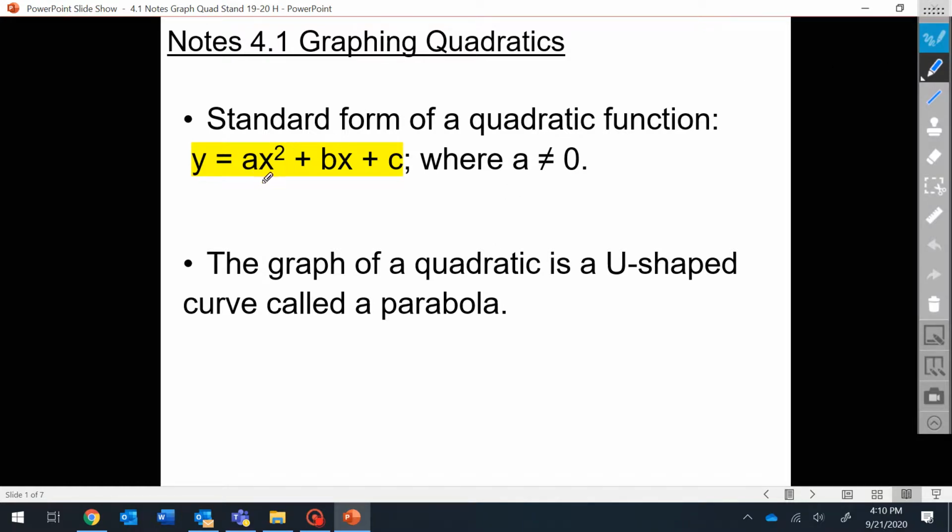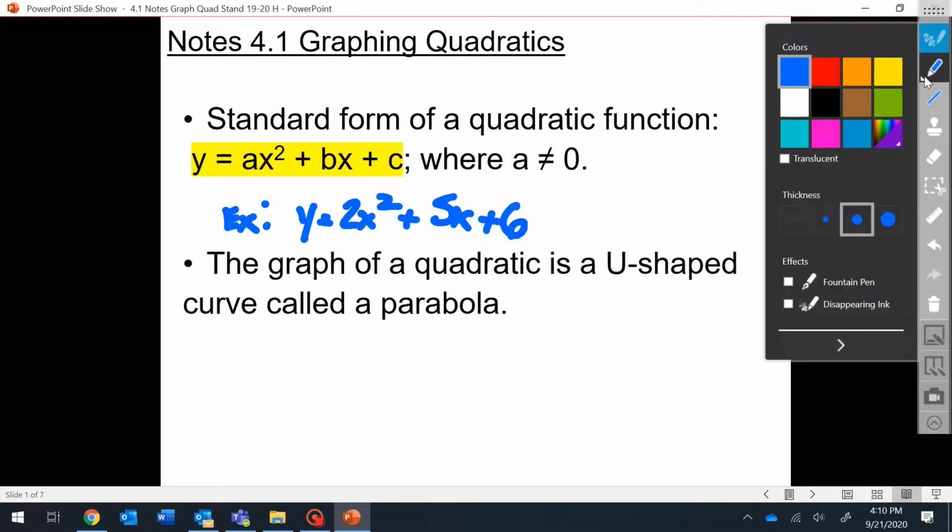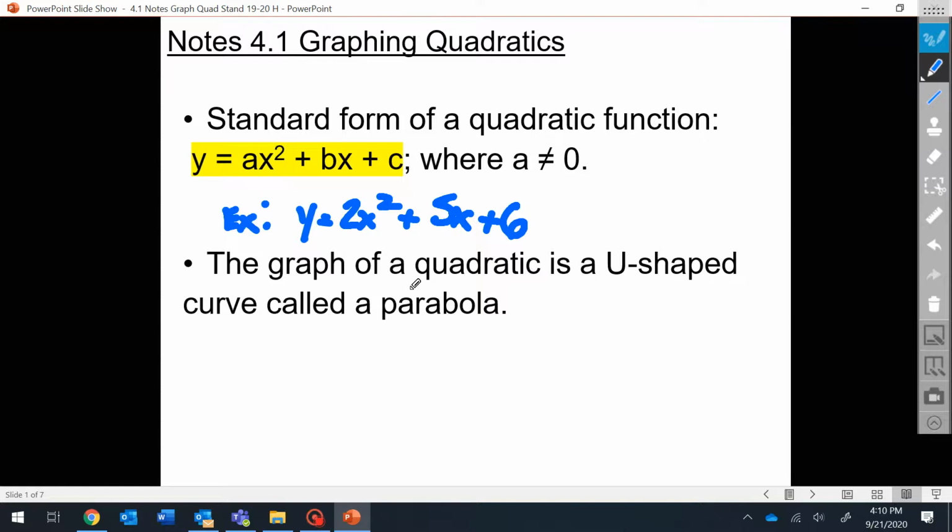So from what you can tell from the standard form of a quadratic, there's going to be an x squared term, there's going to be an x term, there's going to be a c term. An example of this would be y is equal to 2x squared plus 5x plus 6. That would be an example of a quadratic. Y is equal to 2x squared plus 5x plus 6. The key thing that makes it quadratic is this x squared term at the beginning.